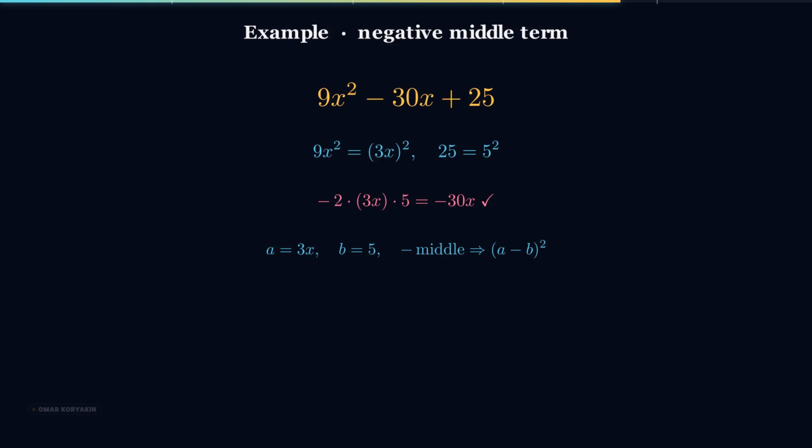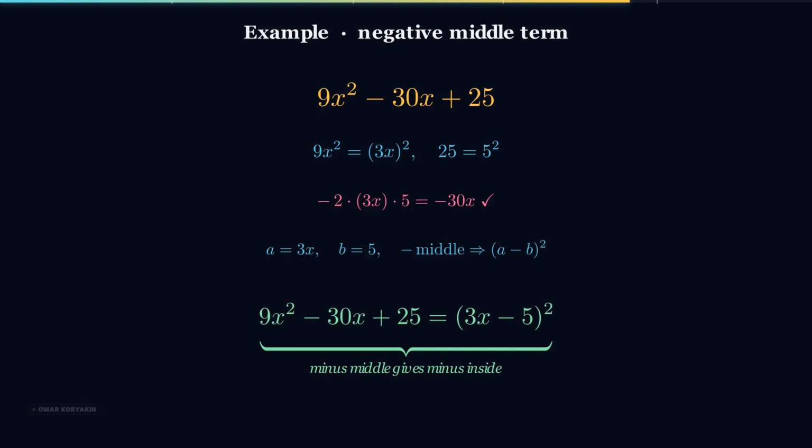Substituting gives 3x minus 5, the whole thing squared. The factored form is 3x minus 5, all squared. The minus inside the binomial reflects the minus on the original middle term. That sign correspondence is the visible signature of the minus version of the perfect square pattern.